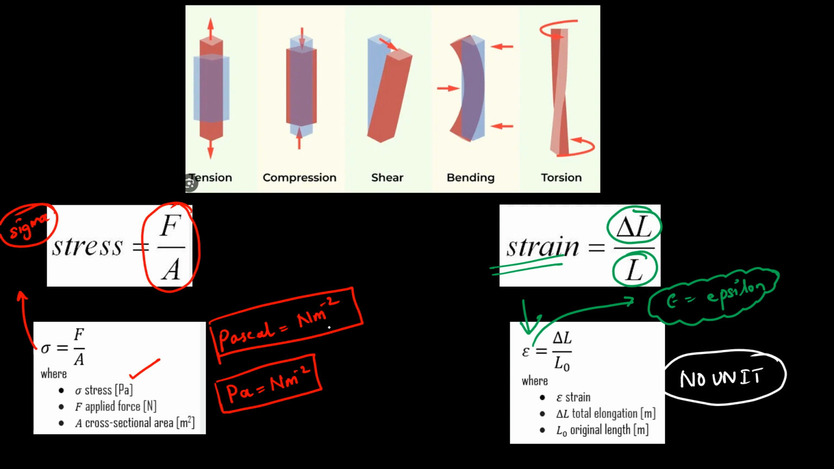Over here it is Newton per meter square or Pascal. Strain will have no unit. Why? Because this is measured in meters and even this is measured in meters, so both of them will get cancelled, right? So this is going to be a constant, and for different materials it will be different.